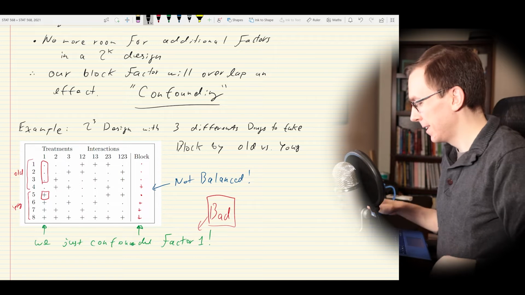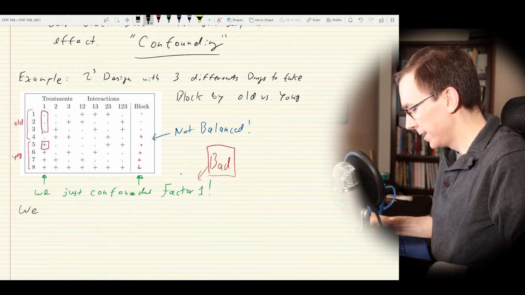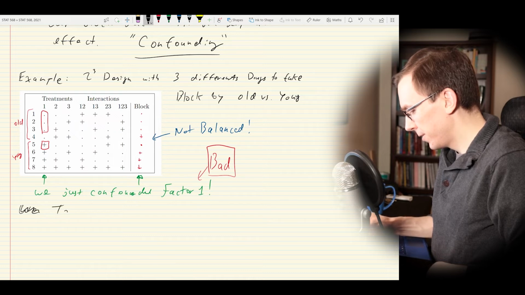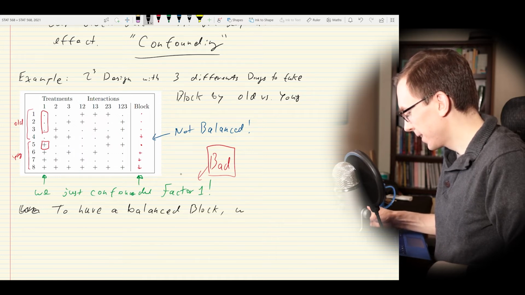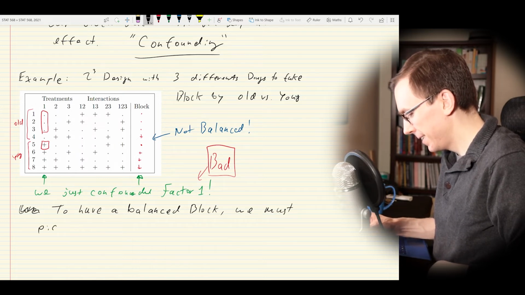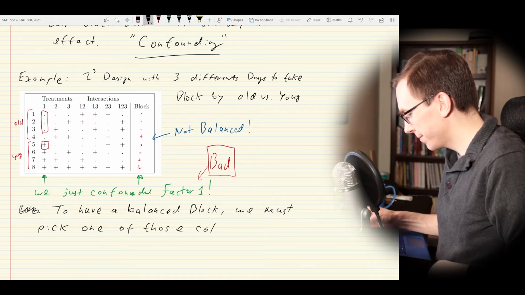So basically, to have a balanced block, we must pick one of those columns.